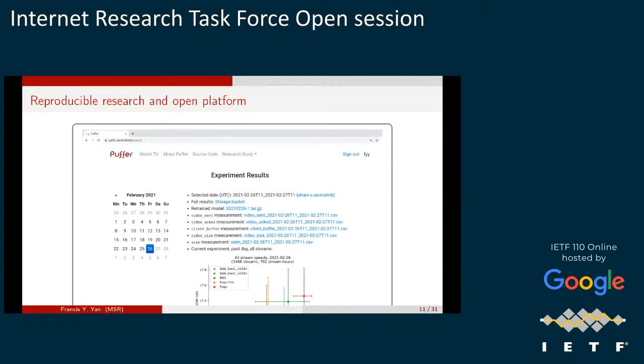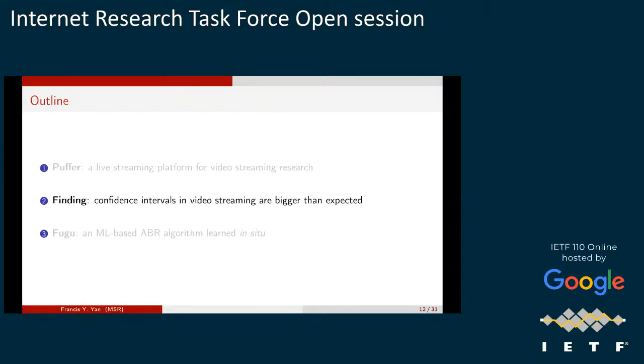Additionally, we're opening Puffer to the research community to train and test novel ABR algorithms, and more generally speaking, also congestion control and bandwidth prediction algorithms. And after building Puffer, we then ran a long randomized experiment on video streaming in real life on real users.